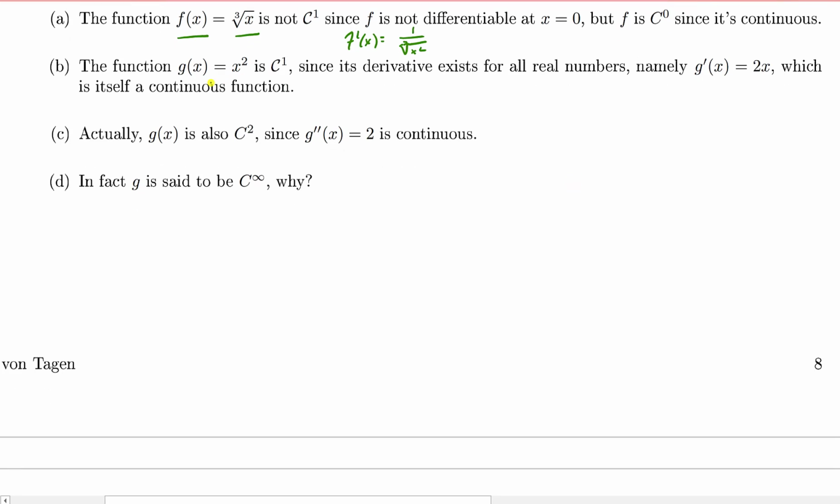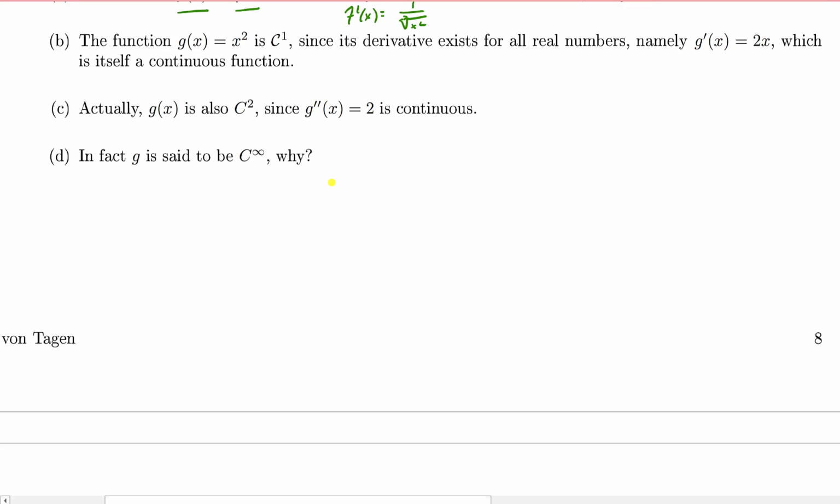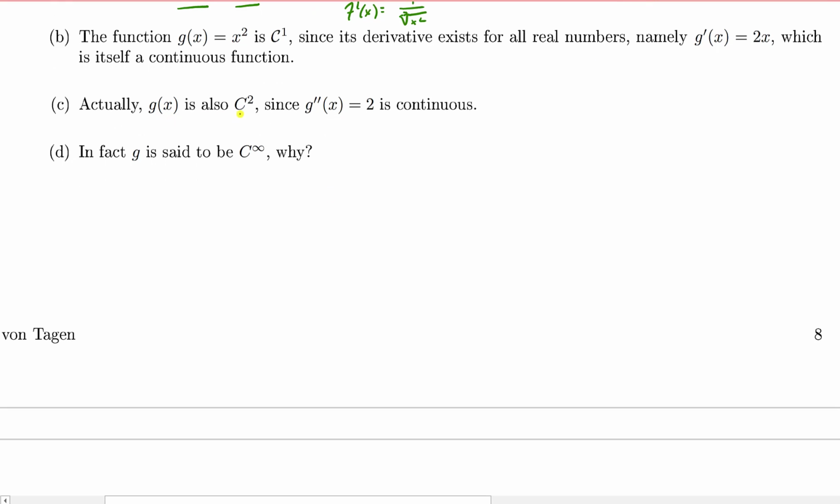Okay. The function g of x equals x squared is C1, since its derivative g prime of x is 2x, and that exists for all real numbers. Actually, in fact, we could say that g of x equals x squared is actually C2 because its second derivative exists and is continuous. And further, we could even say that it's what we call C infinity, meaning that I can take its derivative a countable number of times, and I'm always going to get something that's continuous.